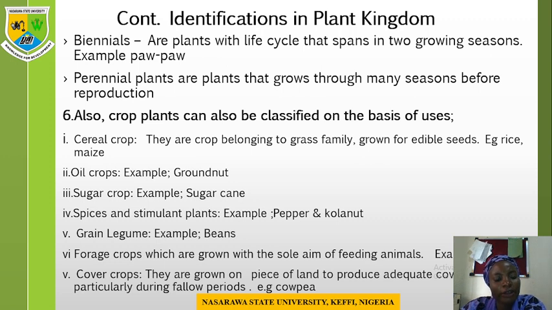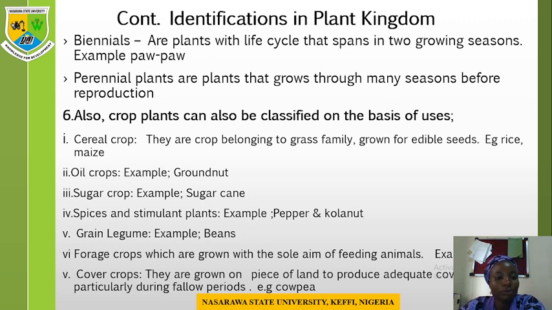We have the oil crops. Oil crops are crops that are grown for their ability to produce oil, which we know is one of our key products in our homes. We use oil for virtually every food. Example, the groundnut, the coconut, the palm kernel oil are being derived from such plants.